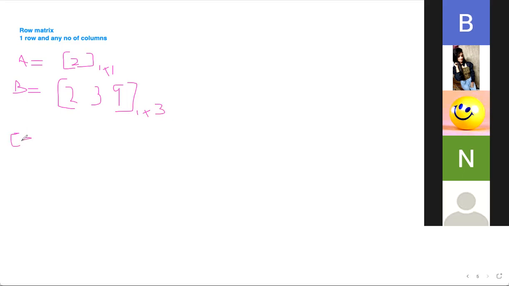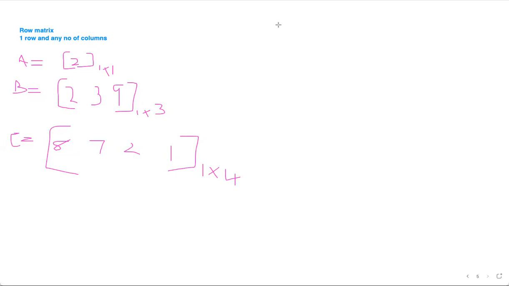C is equal to 8, 7, 2, 1. Now, what is the order of this? 1 by 4. Very good. So these three, A, B, C, are row matrices. Any doubts here? No, ma'am. So can we try column matrix?